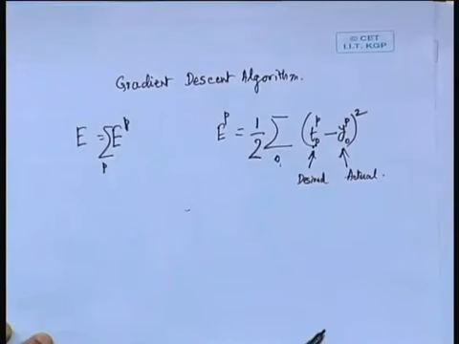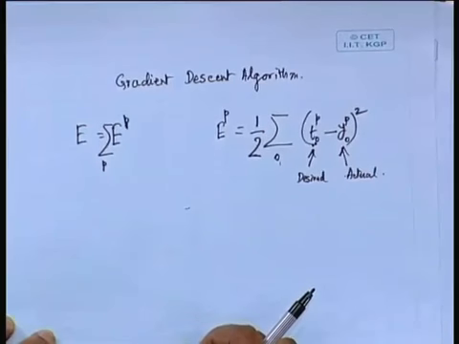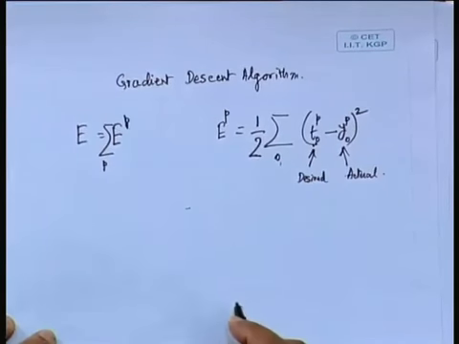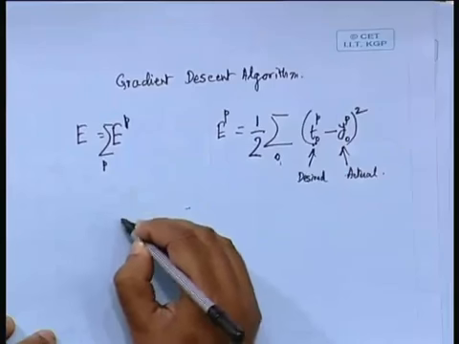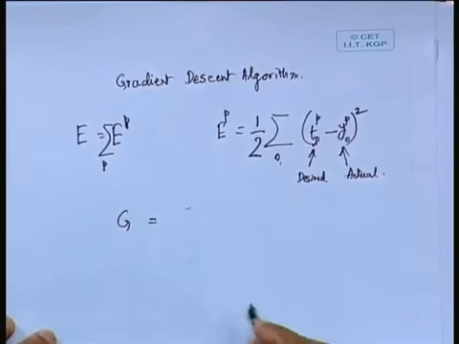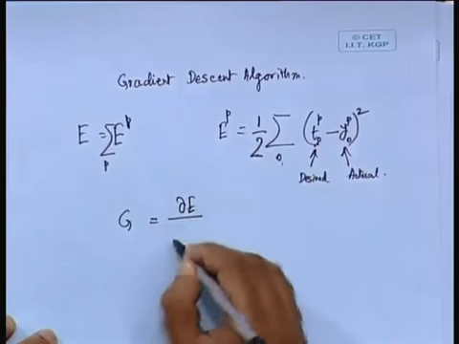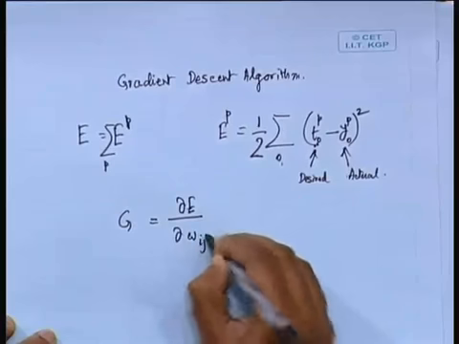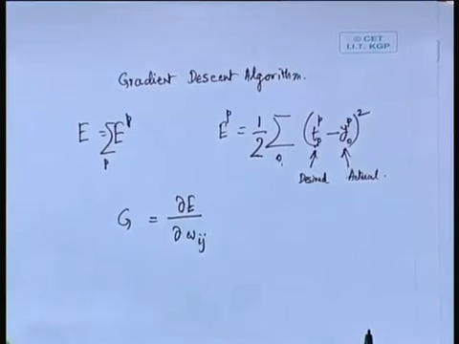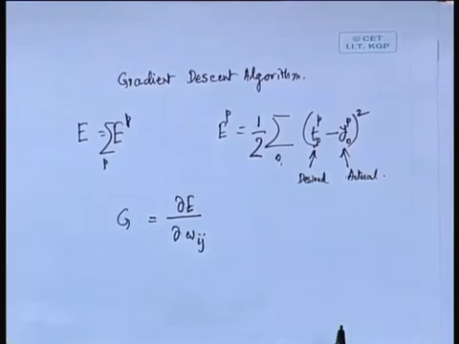Any other doubts? If there is none, I can continue. So this is the definition of the error that we are considering, right? Now we have to compute the gradient of this error, correct? So what is the gradient? The gradient we call G, and G will be defined as del E del Wij. So what is Wij? Wij is nothing but the synaptic interconnection weight from neuron J to neuron I.